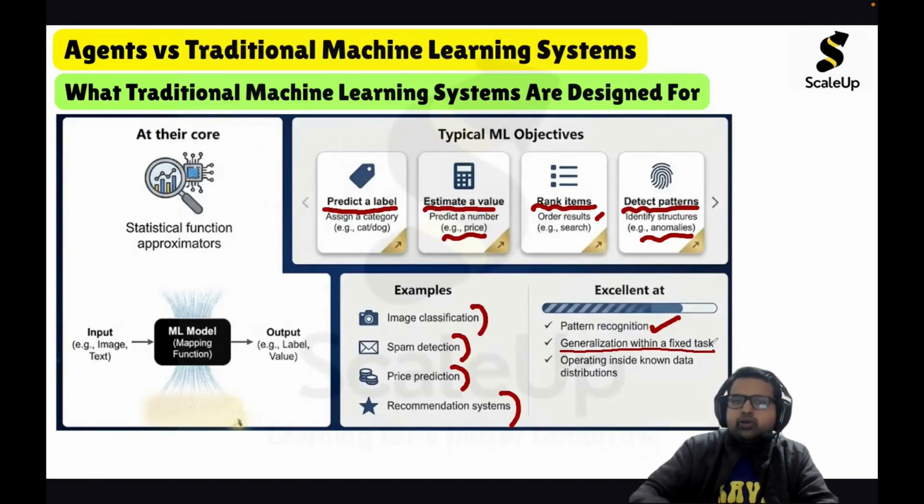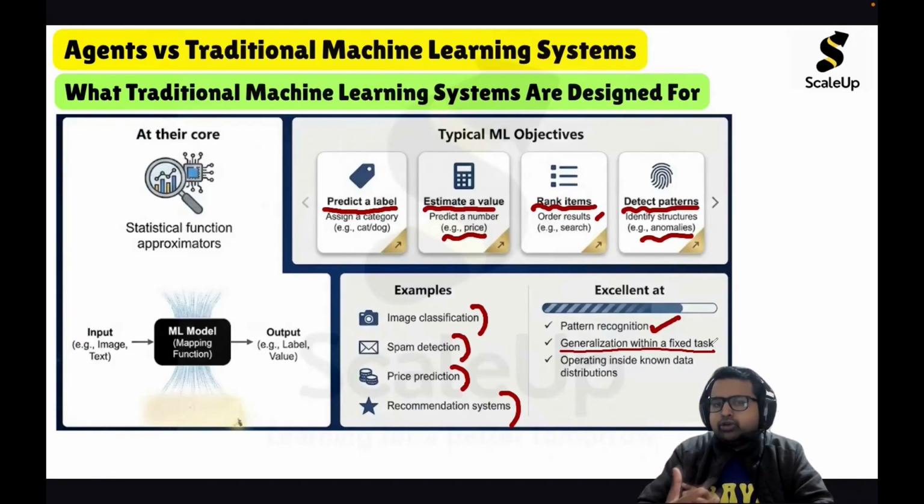Because if you have a machine learning system for image classification, it can only classify images, and that too, whatever you have trained it to do. So machine learning systems are very much specialized. They are not general purpose. You cannot use one to solve many problems. They are highly specialized. They generalize within a fixed task, and they operate inside known data distributions.